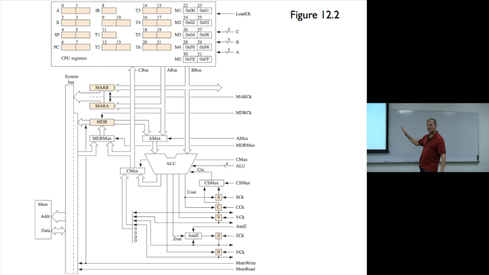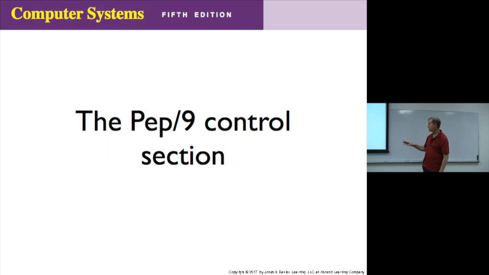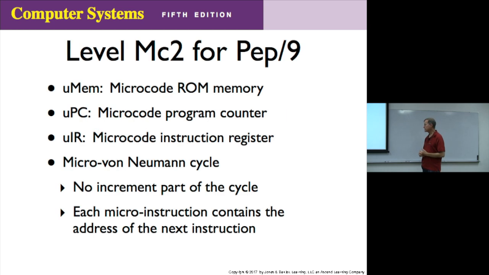But now the question is, have you ever wondered what was behind that curtain? Let's take a look and see how it is that you can, in fact, set up the control section to produce those signals to do the data flow that you need in order to implement an ISA3 instruction. So the topic here is the Pep9 control section. And here is a summary of the main ideas behind the Pep9 control section.